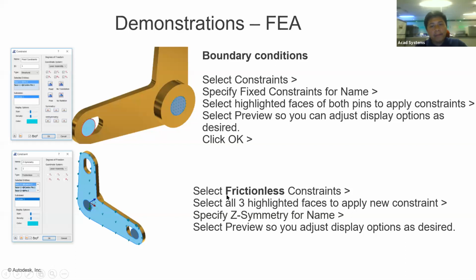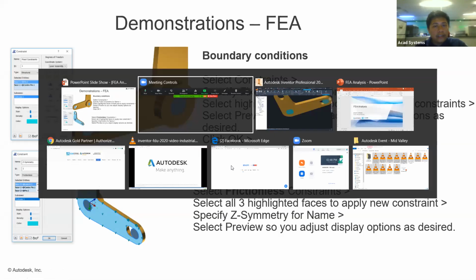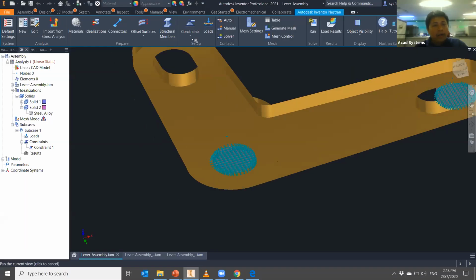For the second setup, we need to put the frictionless constraint onto this face. We assume that we want this object to have movement in the Z direction. So you can click later on the Z direction. Just click on here.